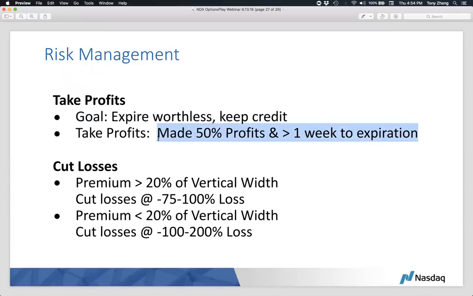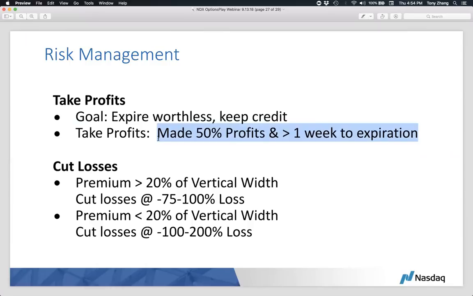That is usually a good time to just take profits and maybe sell another credit spread, instead of holding on to that credit spread for the last couple of weeks and trying to still collect the roughly 30 or 40% profit that's left to make. It's better to take those profits when you're ahead and sell another credit spread.